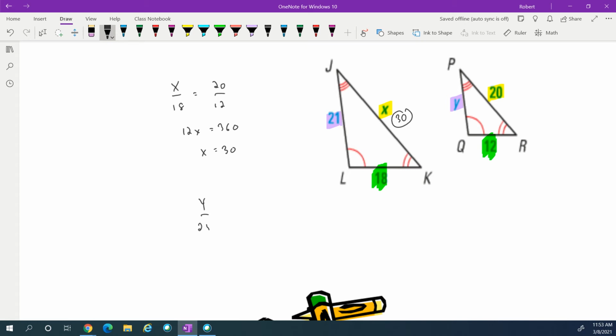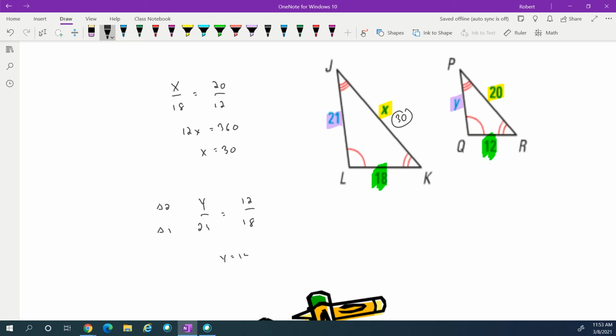And I'm going to match that up with another pair. I could use the 20 and the 30, or I could use the 12 and the 18. It does not matter. Again, this is about setting it up with consistency. So I did triangle 2 over triangle 1 in this example. I'm going to do the same thing using a different pair of corresponding parts. So I might do triangle 2's 12 over triangle 1's 18.